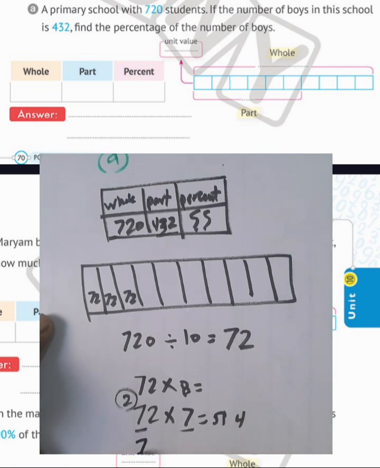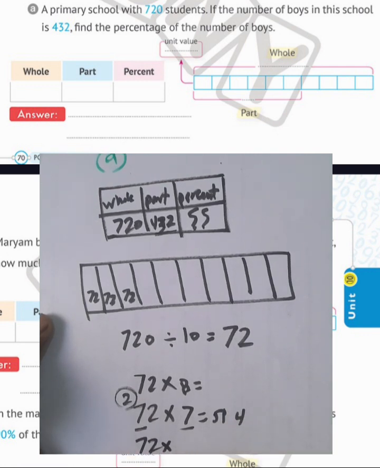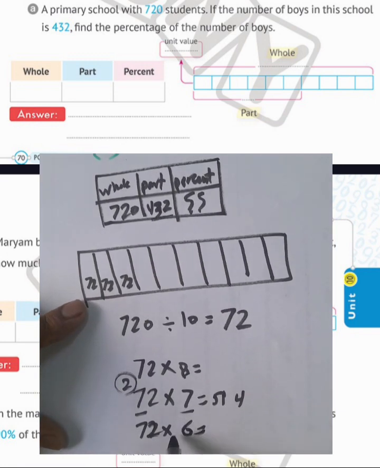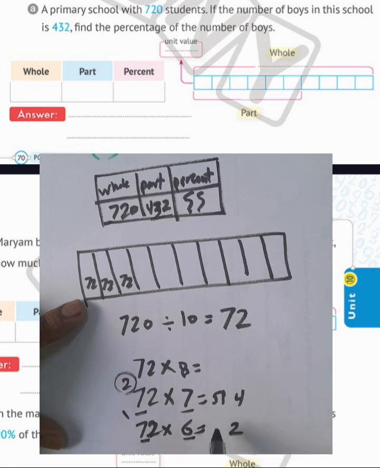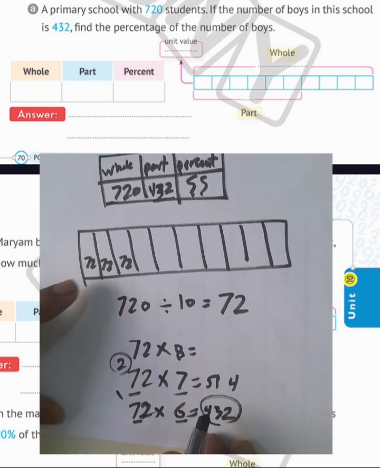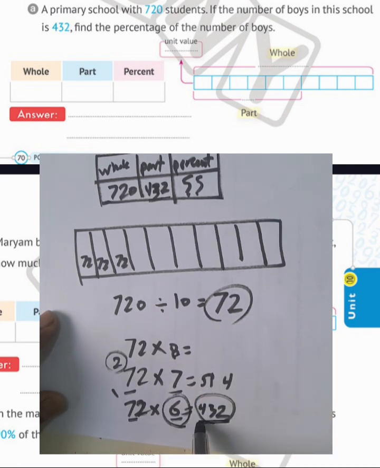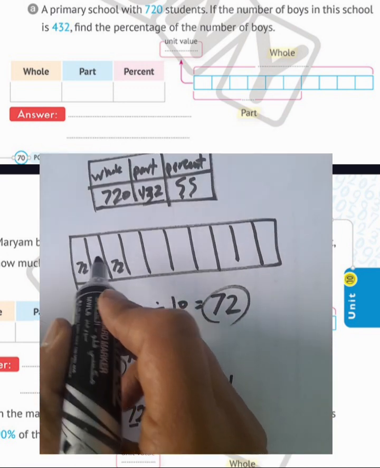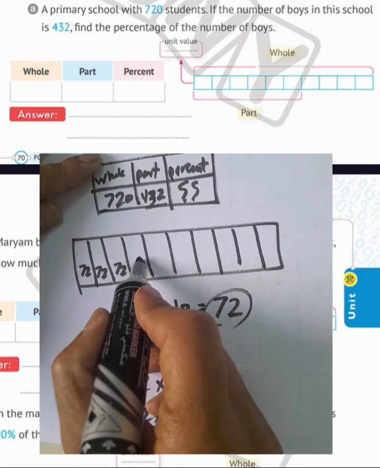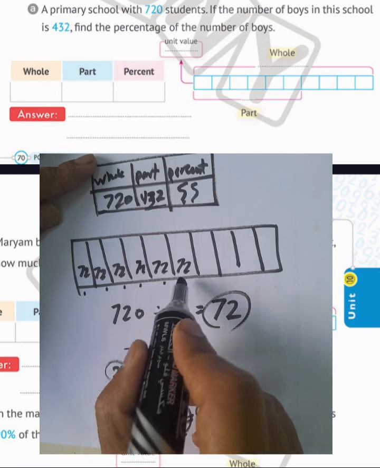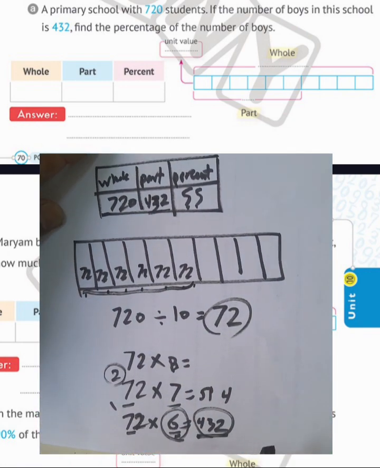And then we can write 72 times what? We have 72, we can write 6 here. 2 times 6 equals 12, 2 and carry up 1. 6 times 7 equals 42, plus 1, it will be 43. Then ask yourself, 72 times what equals 432, 6. Then we must choose 6 parts. Each one of them 72 and 72, 1, 2, 3, 4, 5, 6. Okay, and the result will be what?